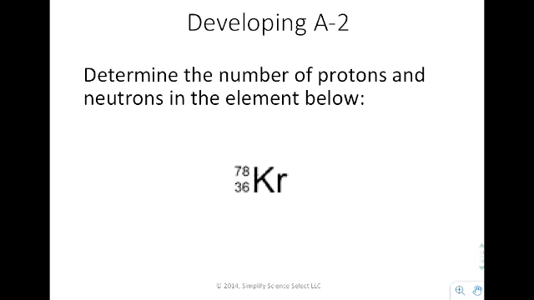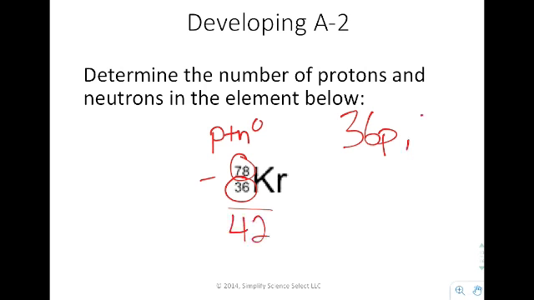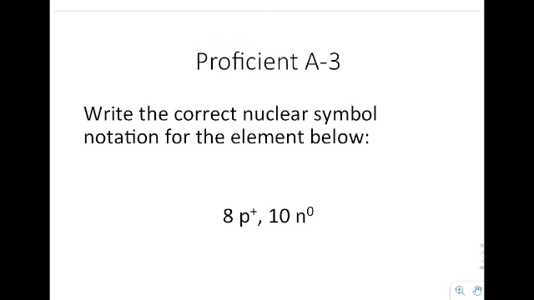Determine the number of protons and neutrons in the element below. We look right here. Remember, that's the atomic number. So when I look at that, I can say 36 protons is what it is. Now remember, this represents the number of protons plus the number of neutrons. So if I subtract the number of protons, that will tell me the number of neutrons, and that would be 42. So you have 42 neutrons. Okay, 36 plus 42 add up to 78, which is the atomic mass.